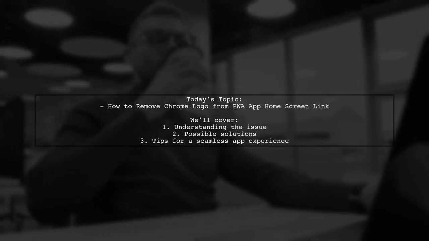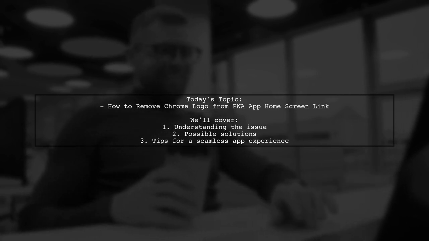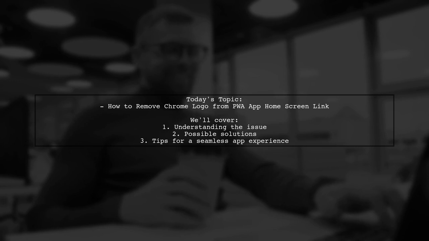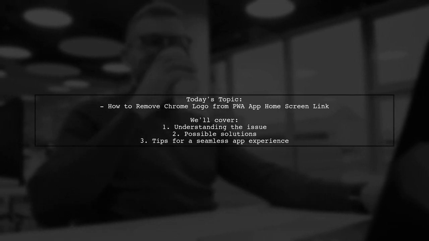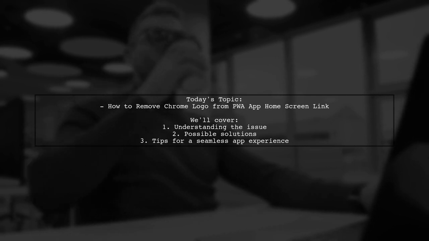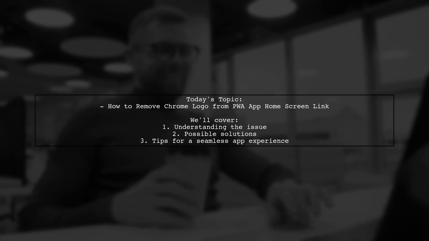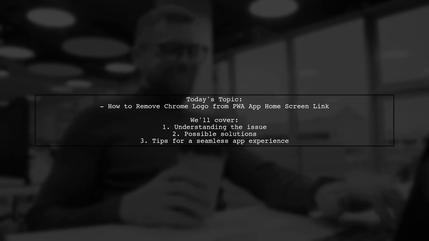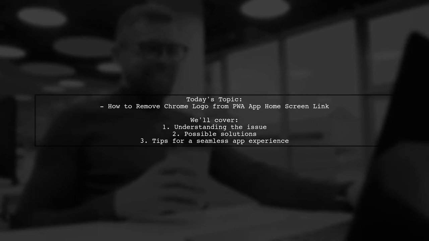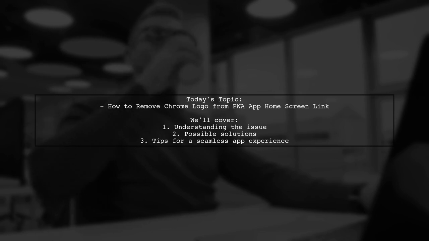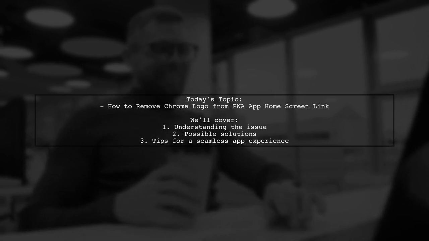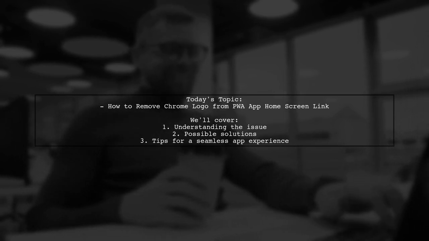Today, we're tackling a question that many Android users have encountered after updating to Android O Preview. Our viewer is curious about how to remove the Chrome logo that appears next to progressive web app icons on their home screen. They want their PWAs to look just like regular apps, especially since they have service workers enabled. Can we achieve this through some settings in the app.yaml or manifest.json? Let's find out.